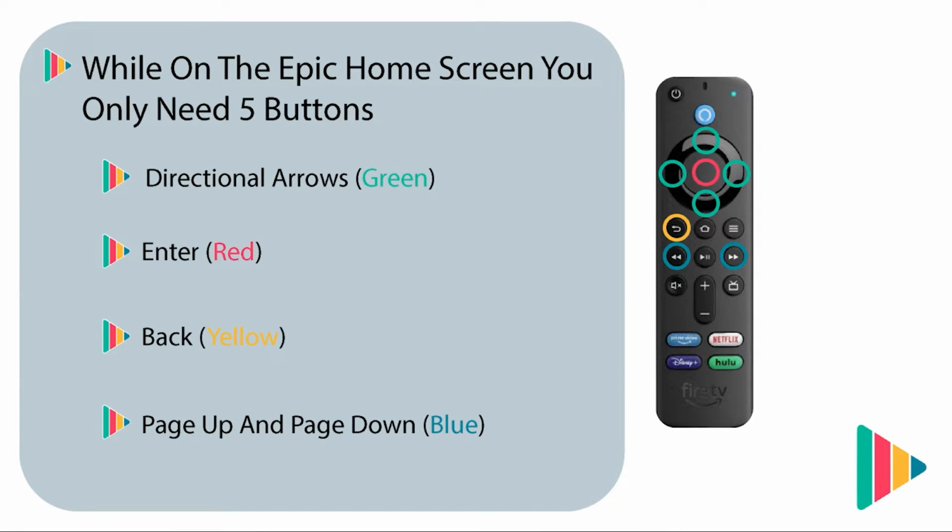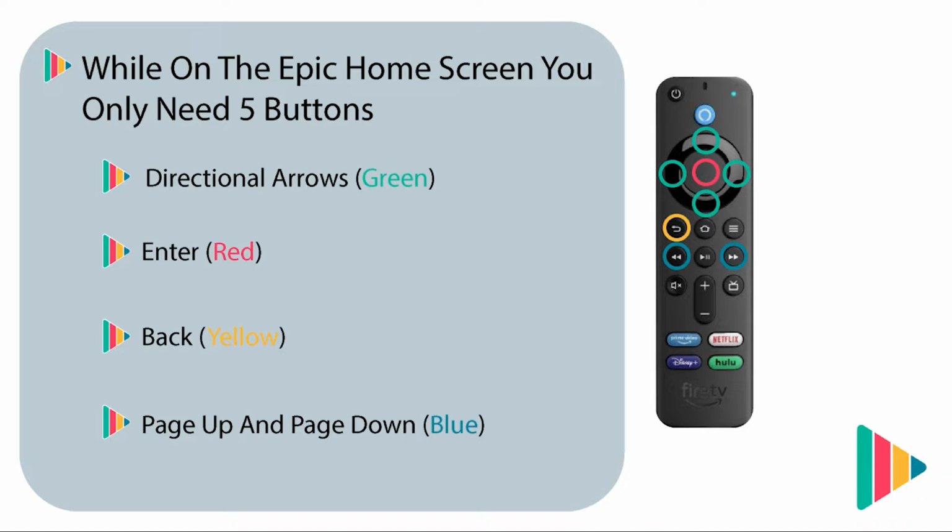The second are the buttons you will be using to navigate the app's home screen. The directional arrows, circled in green, will allow you to move around and highlight the selection you want to make. The Enter button, circled in red, will select or show menu options you have highlighted and will either select it or bring up more options. This button is like clicking a mouse.